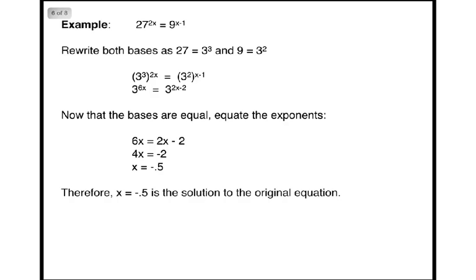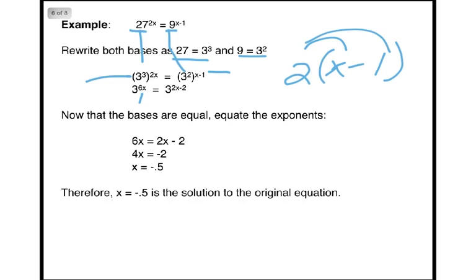Here's one more example. 27 to the power of 2x is equal to 9 to the power of x minus 1. The bases are not currently equal, but we can rewrite them so they are equal. For example, 27 is really 3 cubed, and 9 is really 3 squared, so we can substitute 3 cubed for 27, and 3 squared for 9, and then use the exponent rule so that 3 times 2x is really 6x, and 2 times x minus 1, remember to distribute the 2 times the x minus 1 completely, so 2 times x, 2 times 1, is 2x minus 2, and now our bases are equal.